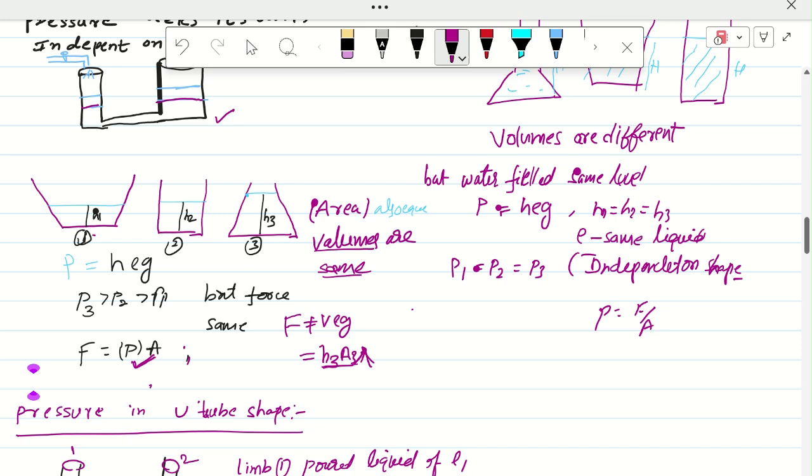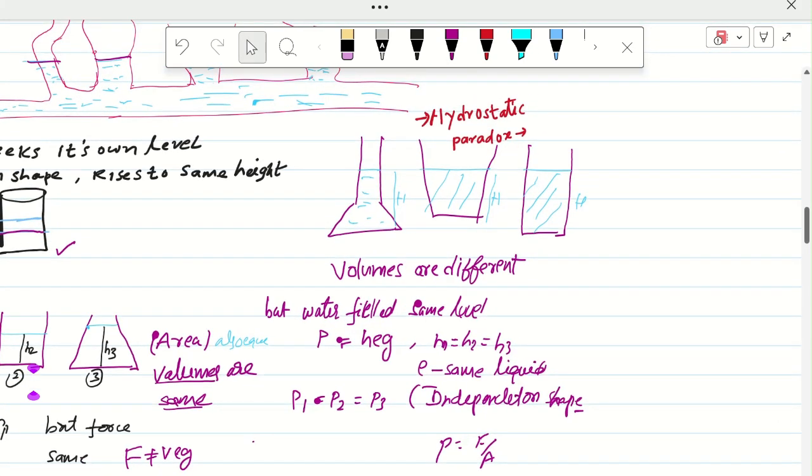Coming to this example, the base areas are the same but the vessels are different. Different amounts are poured into those vessels to occupy the same level. Different amounts of fluid are poured to the same height, so they automatically require different amounts. Even though the pressures are the same, the weight will be different. Because the amount of water is different, the weight is different, but the pressures are the same.